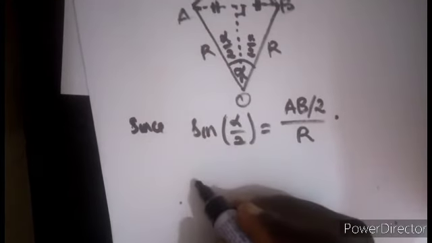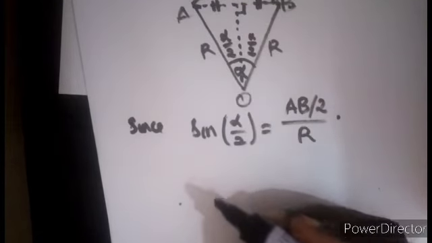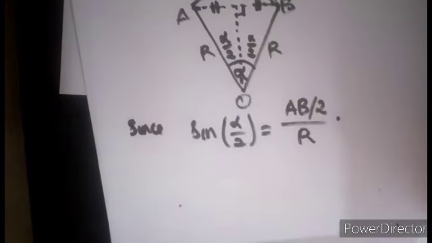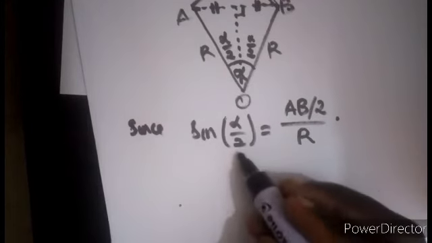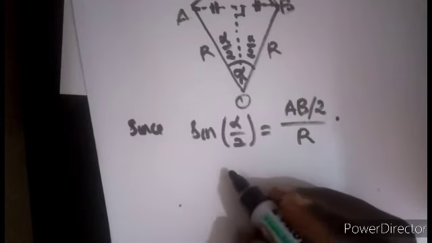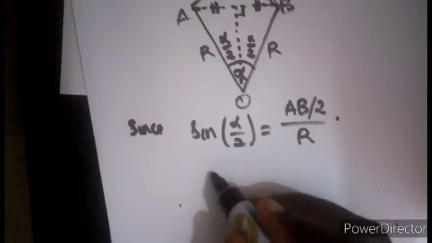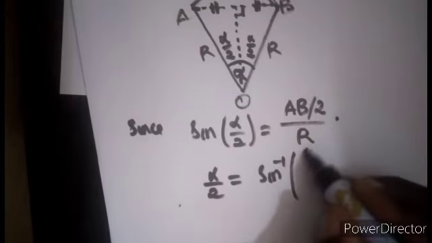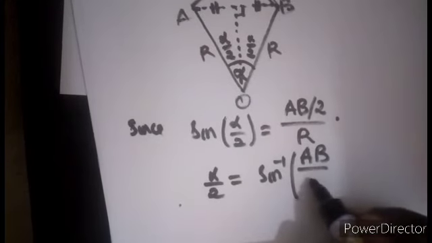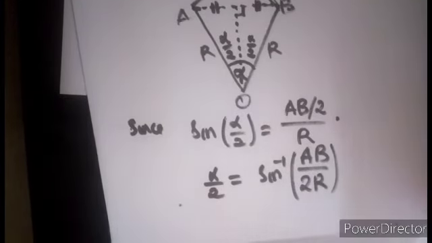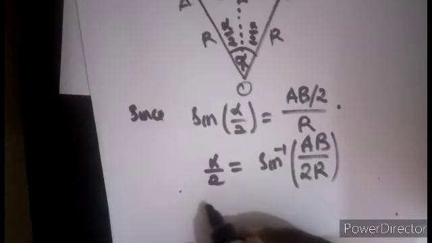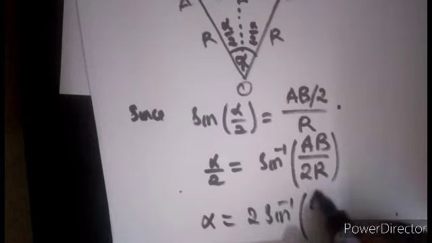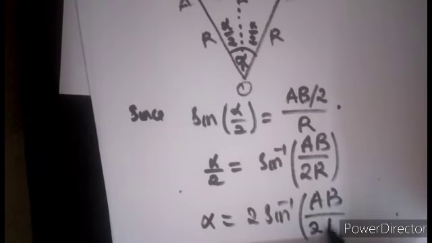If you do the cross multiplication, no, we don't even need it. We need to find the angle, so we don't need to cross multiply. All we have to do is take the sine inverse. We see that alpha all over 2 is equal to the sine inverse of AB all over 2R. That is, alpha is equal to the sine inverse of AB over 2r.